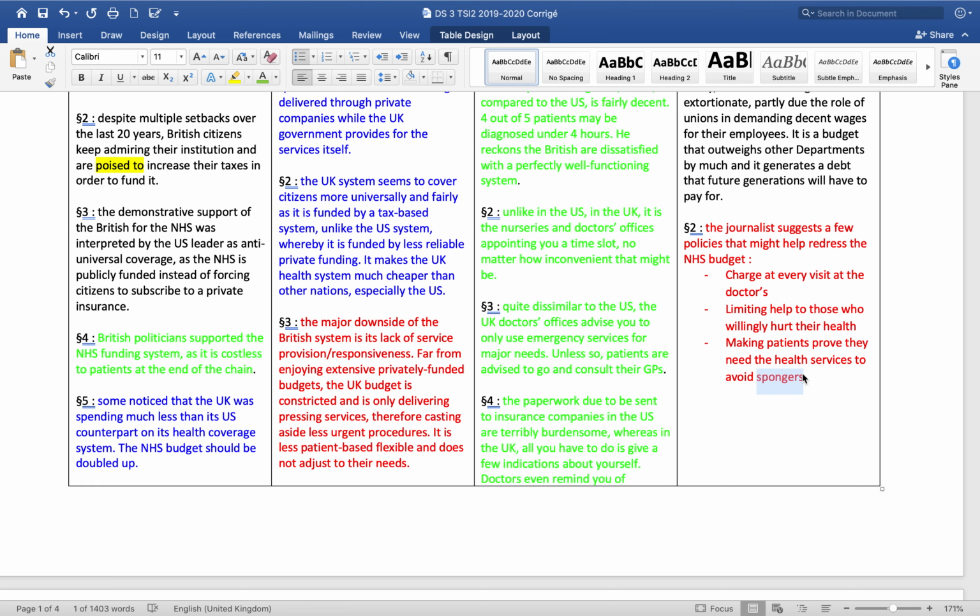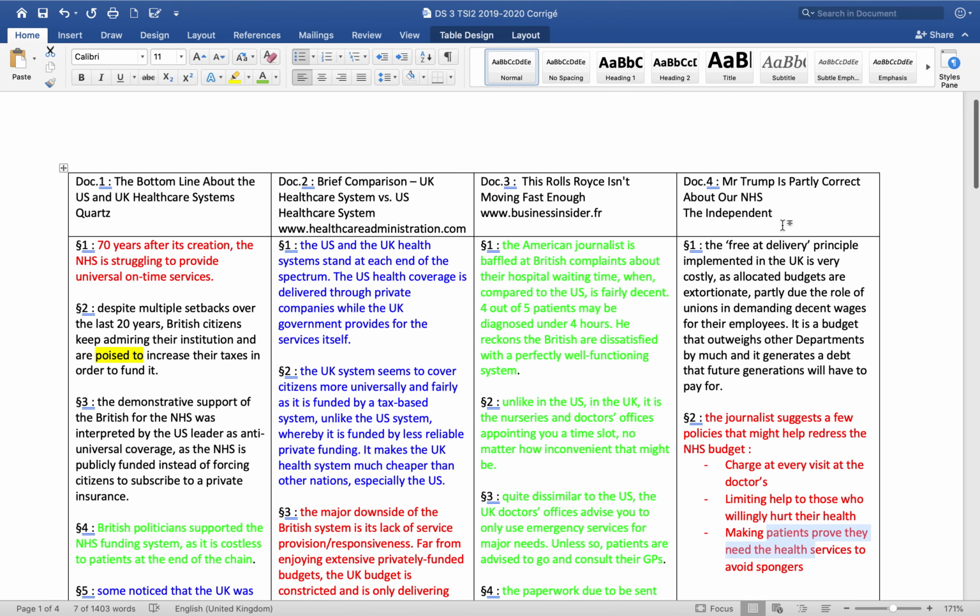So sponges are people who benefit from the money of the state, but they do not give anything in return. So what he wants is people proving that they need health services. So you have to prove you're ill and that you need the hospital. Can you imagine? So in this last paragraph, the journalist was very harsh. He was very difficult, very heartless towards patients. He wants to make the system a bit more difficult to access for people.